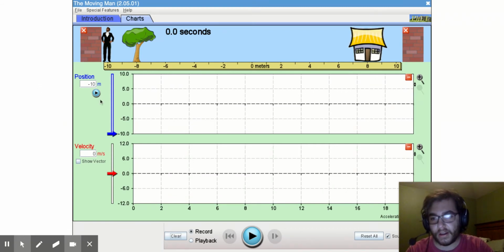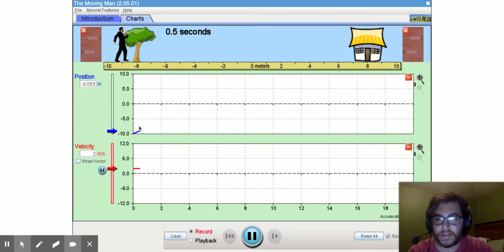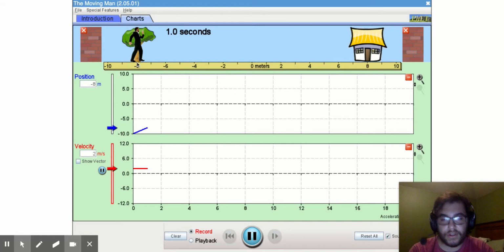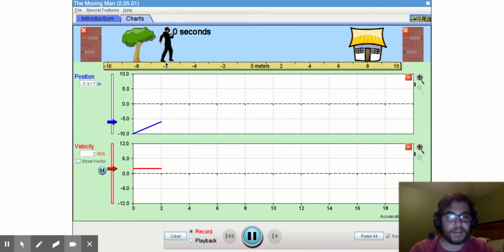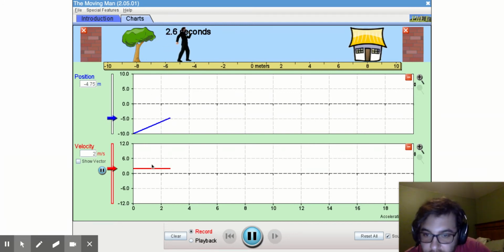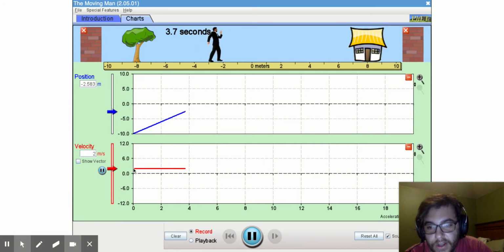So if we're looking here, you don't always have to start at position equals 0, so I start at -10 to change it up. I'm going to give myself a velocity of 2 meters per second, okay? And now I'm going to go ahead and press play. So notice how he is moving at 2 meters per second, right? After 2 seconds, he travels past this -6. And if you look down here at the graph, you can see 2 meters per second is just a straight line.